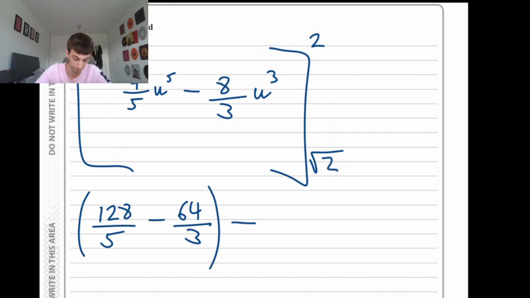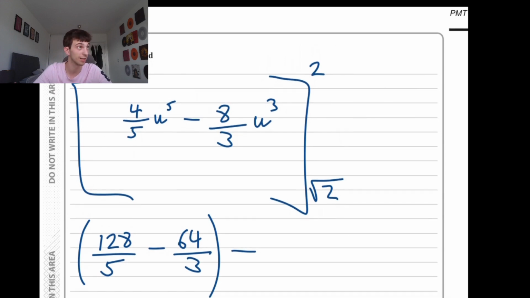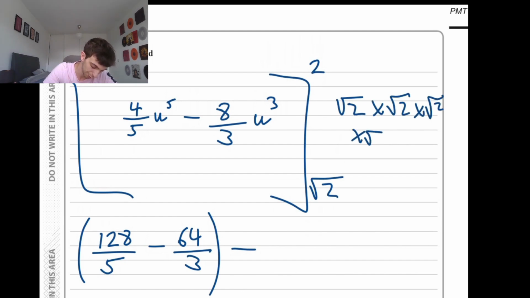Now plugging in root 2. If you plug in root 2 to the power of 5 in your calculator, you get a disgusting decimal number, which we don't want. So you actually have to do this manually. Think about it: we have root 2 times root 2 times root 2 times root 2 times root 2. I know this is a little bit long, but I just want to make this very clear. So we can see that these root 2s times the root 2, actually that's not very nice, let's highlight it.